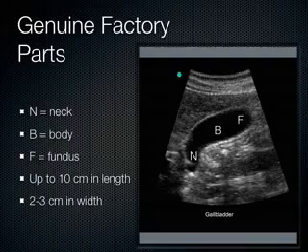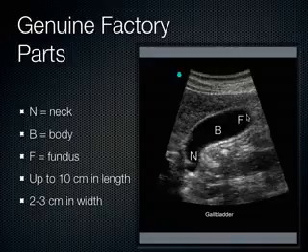But one thing that's nice about it, it does have genuine factory parts in the sense that it's got a fundus, it's got a body, and it's got a neck. And down here in the neck, sometimes we call that Hartmann's pouch. There are some twists and turns it can take, and you can follow those around using ultrasound.